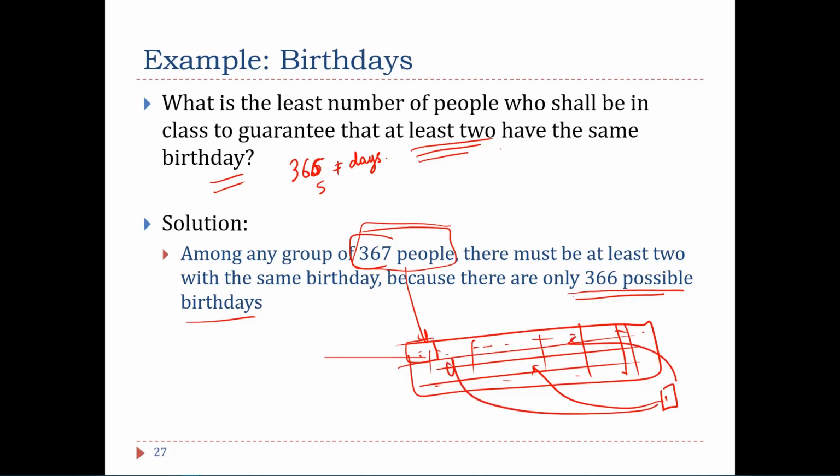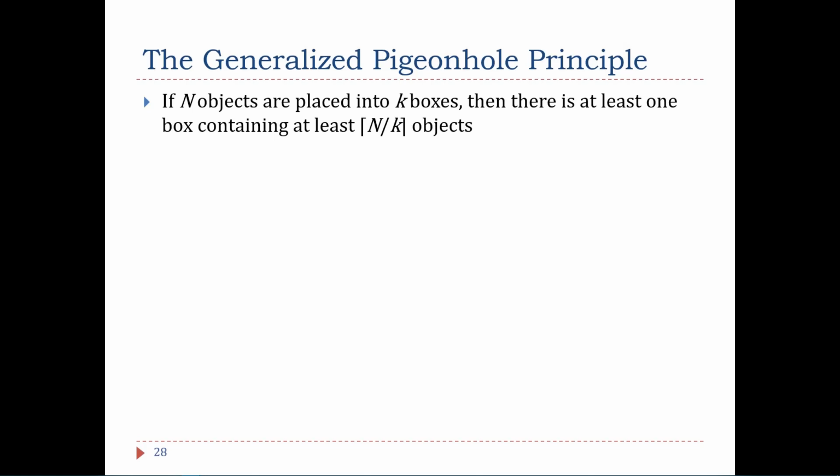What about the generalized pigeonhole principle? If you have n objects and you want to place them into k boxes, where typically n is greater than k, then there is at least one box containing at least the ceiling of n over k objects. So we have these two guarantees: at least one of the boxes, and at least the ceiling of n over k.